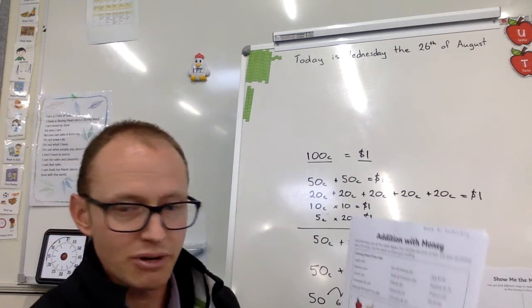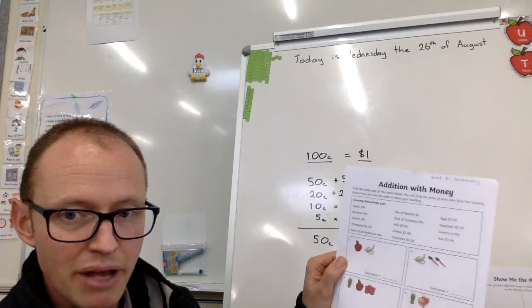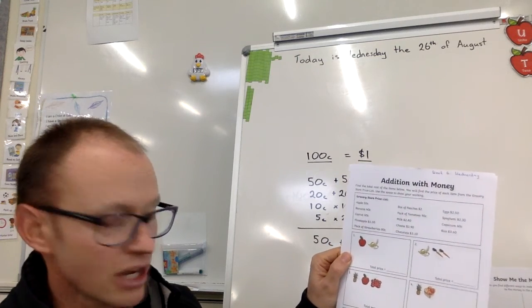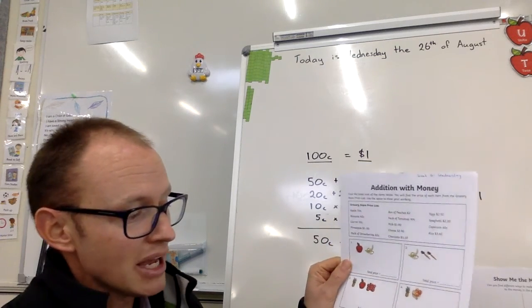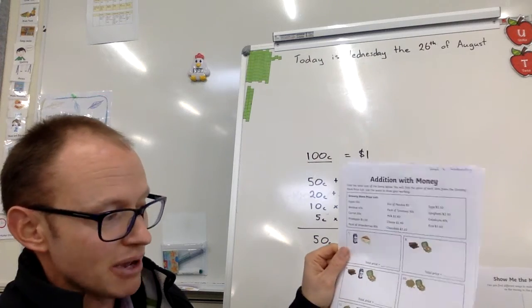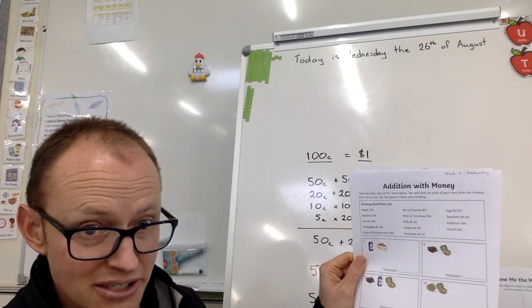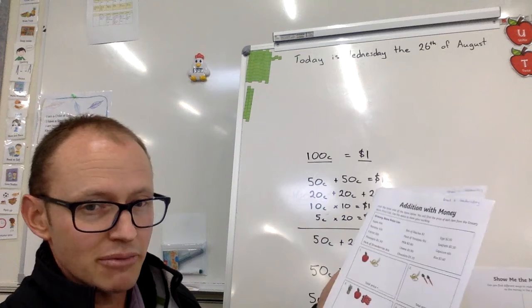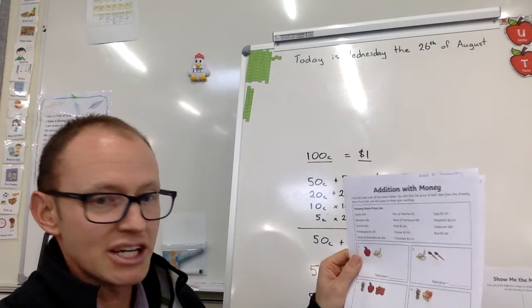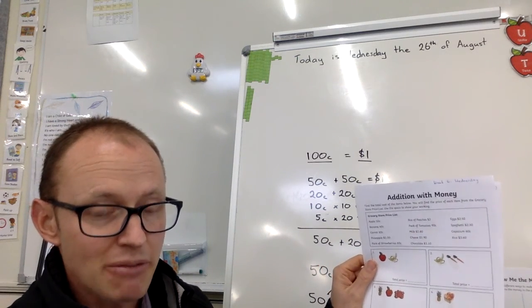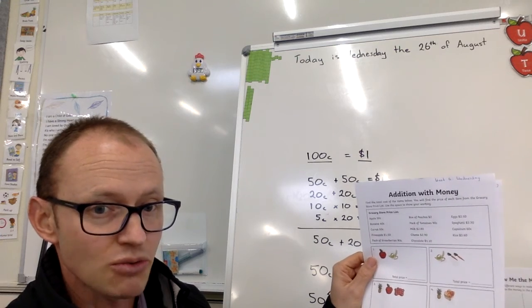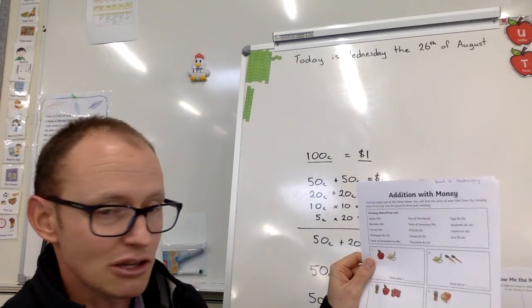What I want you to do for this one is spend about 15 minutes. During that 15 minutes, if you can get this page and this page done, fantastic. If at the end of 15 minutes you want to set a timer, and you've just got this page done, that's okay. But at the end of 15 minutes, I want you to mark it and check that you've been doing it right.